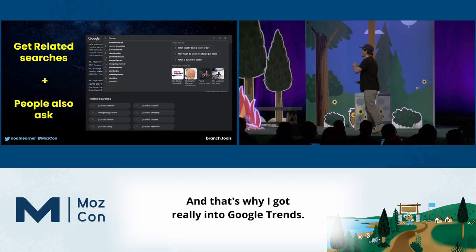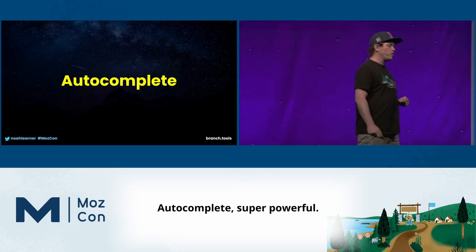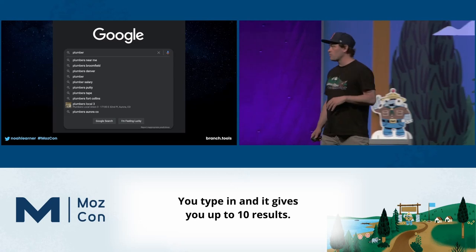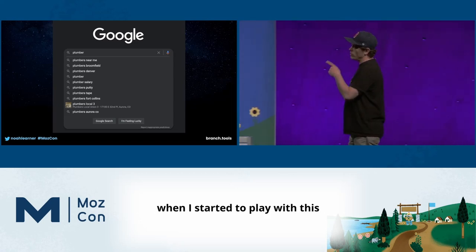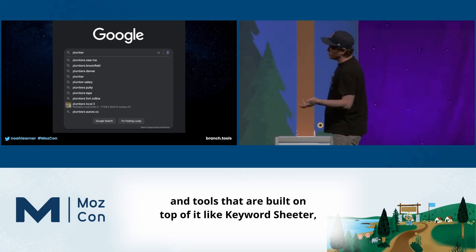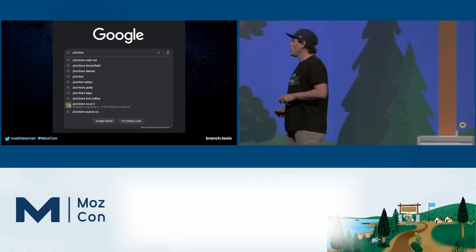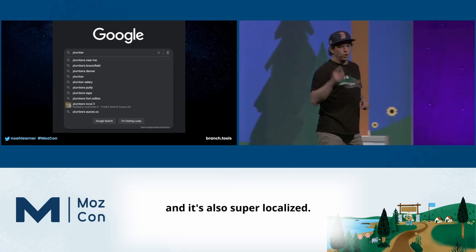And that's why I got really into Google Trends. Autocomplete, super powerful. I think we all know what it is. You type in and it gives you up to 10 results. The thing that jumped off the page at me when I started to play with this and tools that are built on top of it, like Keyword Sheeter, is that the data is super noisy and it's also super localized.